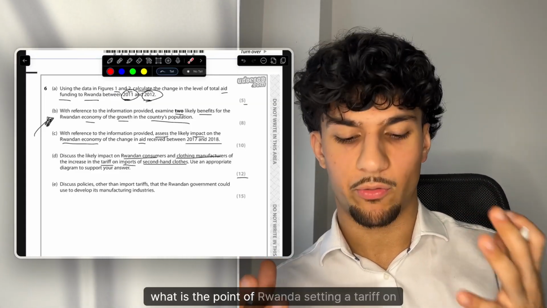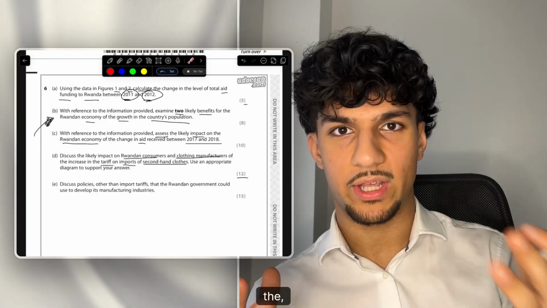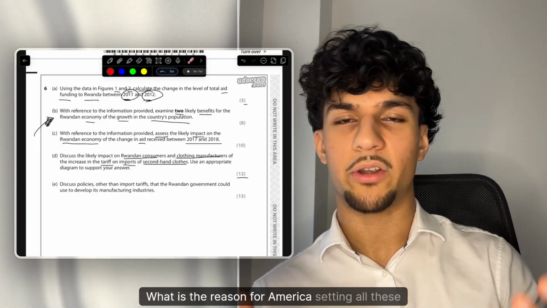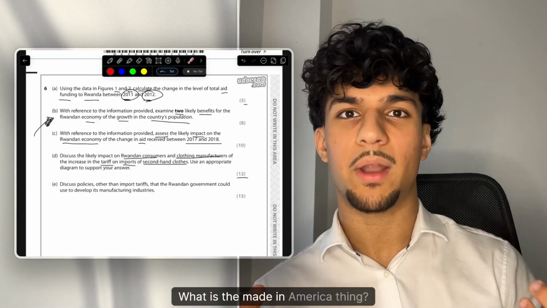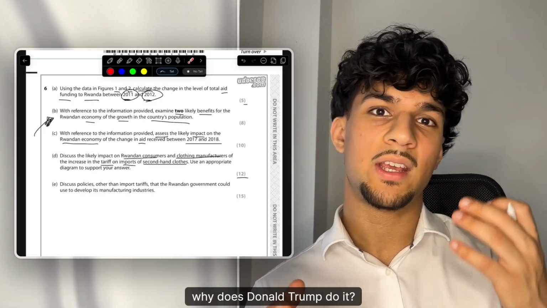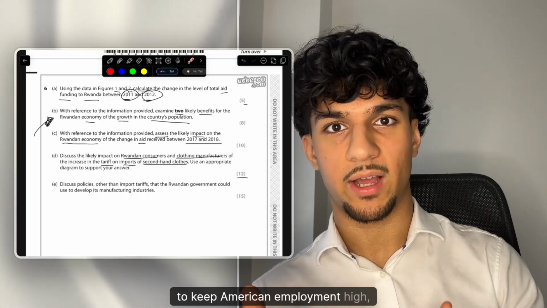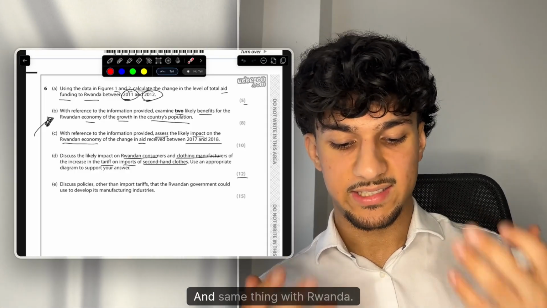What is the point of Rwanda setting a tariff on the import of second-hand clothing when it's a decently big industry for them? What is the reason for America setting all these tariffs? What is the Made in America thing? Why does Donald Trump do it? He does it to boost the American economy, to keep American employment high, to keep domestic employment high. And same thing with Rwanda.